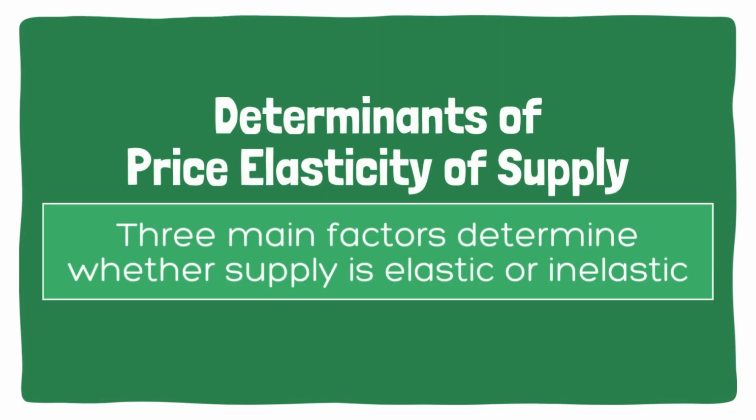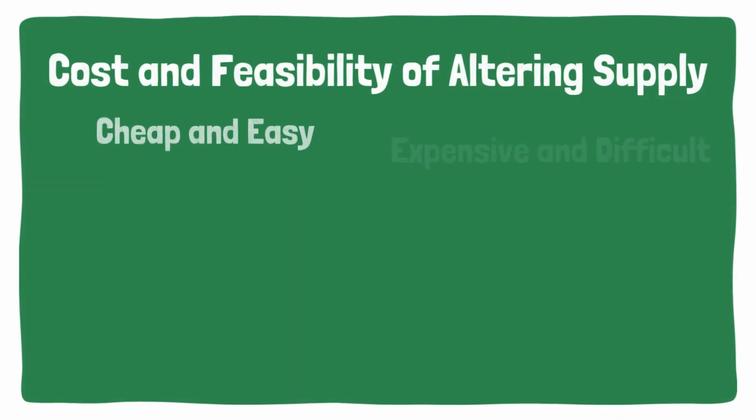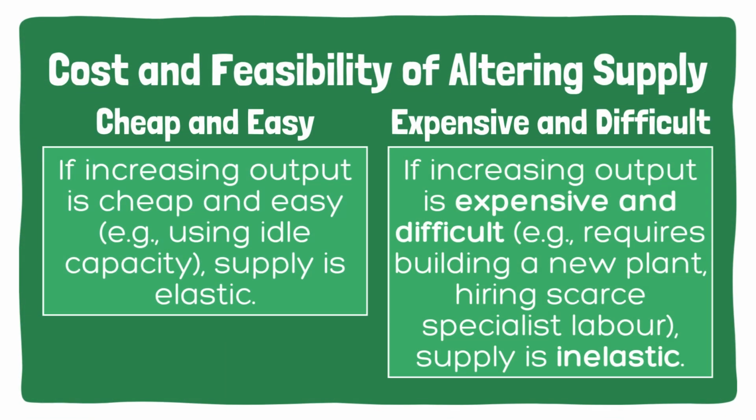When examining the price elasticity of supply, economists consider three main factors that determine whether supply is elastic or inelastic. The first factor is time period. In the short run, supply is usually inelastic because firms cannot quickly adjust their factors of production. For example, a company can't instantly build a new factory or buy new machinery. However, in the long run, supply becomes more elastic. Over time, firms can expand their production capacity, invest in better equipment, and hire more workers to respond to price changes.